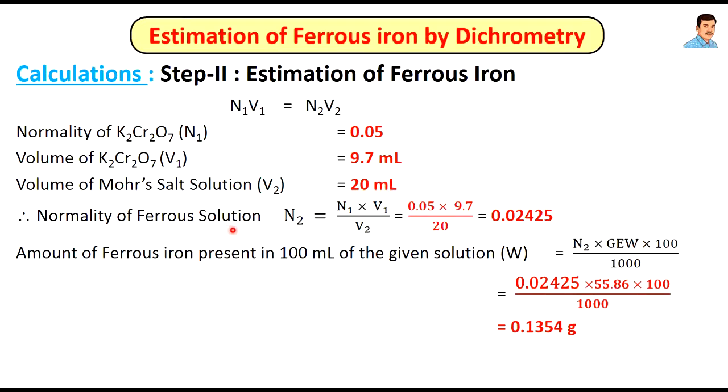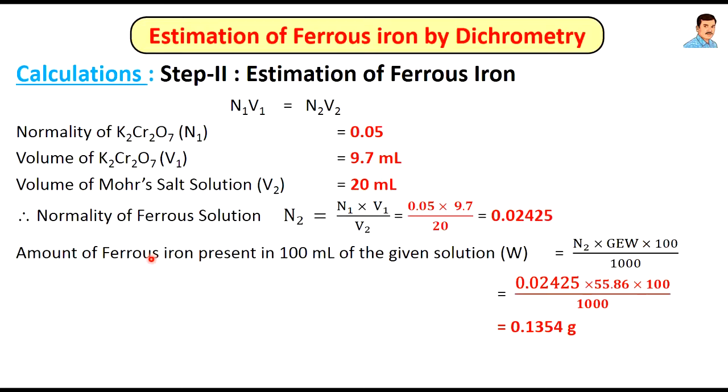Now the normality of Mohr salt solution or ferrous solution is given by N2 is equal to N1V1 by V2. Substituting the values of N1, V1 and V2: N1 is 0.05, V1 is 9.7, V2 is 20. Substituting these values, we get the N2 value as 0.02425. This is the normality of ferrous solution.